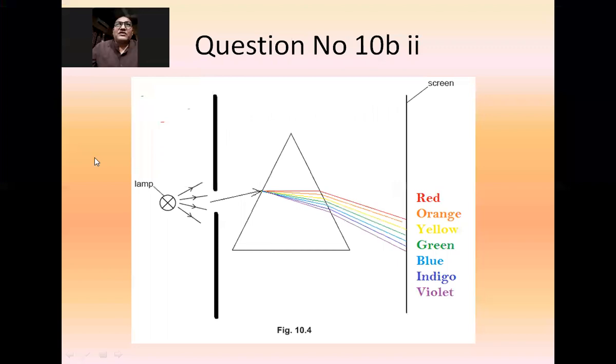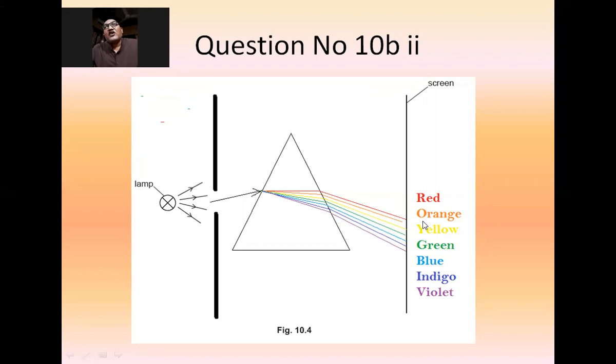So here we have the question number 10B, second part. You can see here we have put a cardboard, and that cardboard has a small slit in it. So this will make a beam of light come out. And then we have put a prism here, a glass prism. And you can see that when the light entered the first face of the prism, the refraction of the light will take place, and the light will split into its colors. And when those colors come out, they will emerge from this face of the prism. They will come on the screen, and there will be a band of colors.